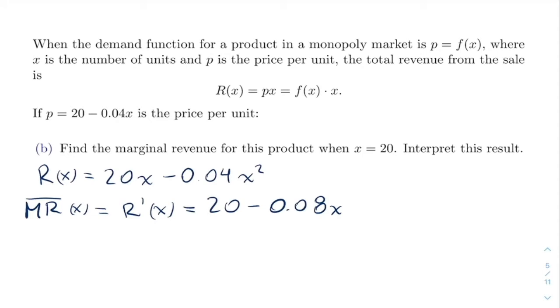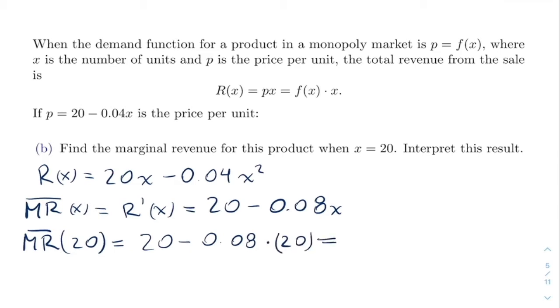And now the question is, find the marginal revenue when x is equal to 20. So we need to evaluate this function at 20, which will be 20 minus 0.08 times 20, and this is equal to 20 minus 1.6. So in the end, this is 18.4. That is the marginal revenue when x is equal to 20.